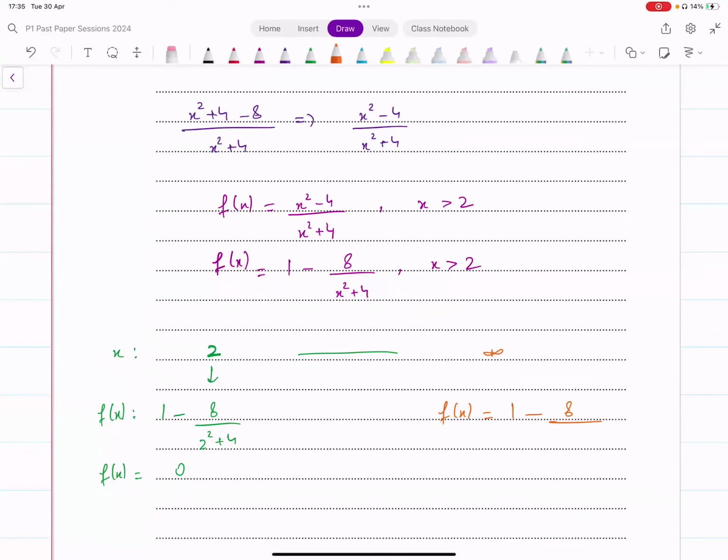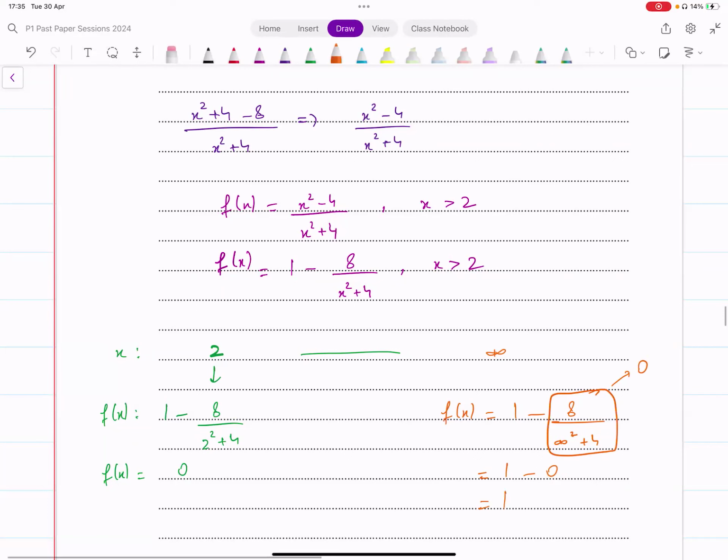1 minus 8 over infinity squared plus 4. What's infinity squared plus 4? That's still an extremely large number. So we can say 1 minus 8 over an extremely large number, infinity. What does that mean? Because it's 8 over an extremely large number, this is going to go towards 0, and we're going to be left with 1 minus 0, which turns out to be 1. So when x goes towards infinity, the value of the function goes towards 1.